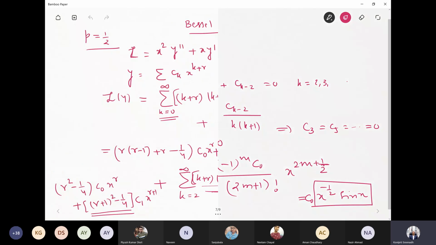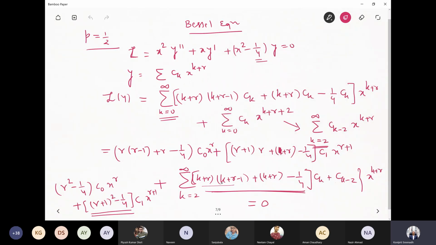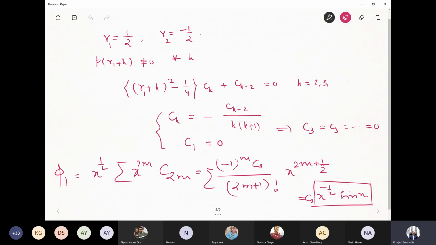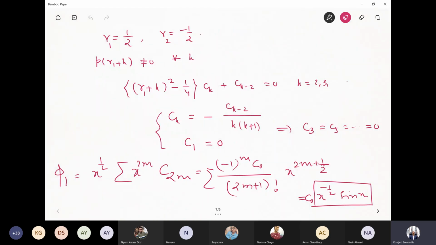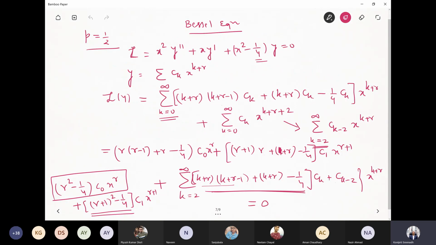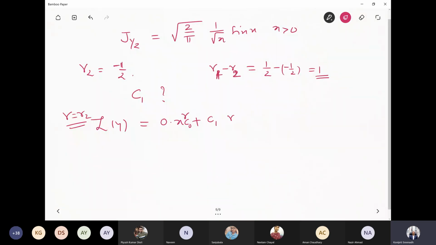Okay, so let us look at the expression that we get. So what we have here is this is anyway 0, right? So we have Ly is going to be like this. So Ly, when r equals r1, r equals r2, is going to be this 0 times x power r, plus C1 times the expression, which is (r plus 1) whole square minus 1 by 4, times x power r plus 1, plus the recurrence relation, right?